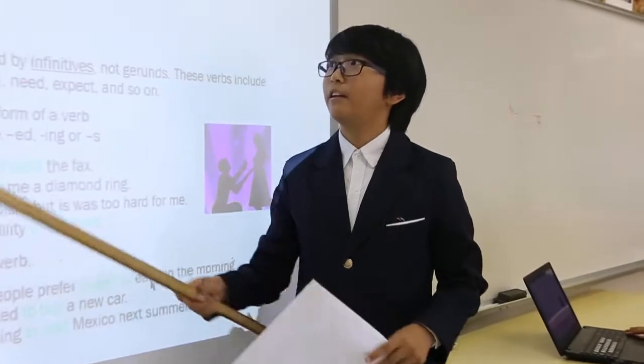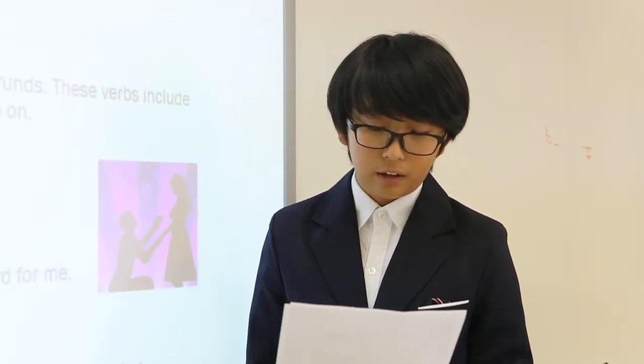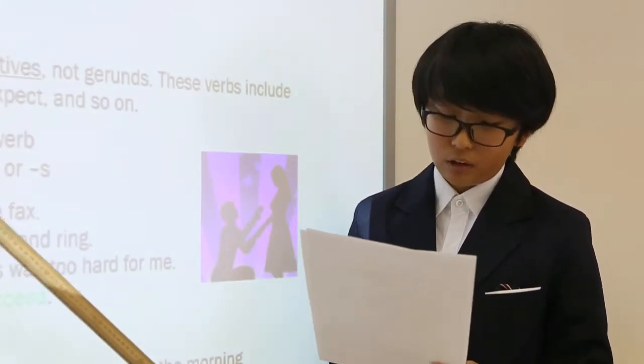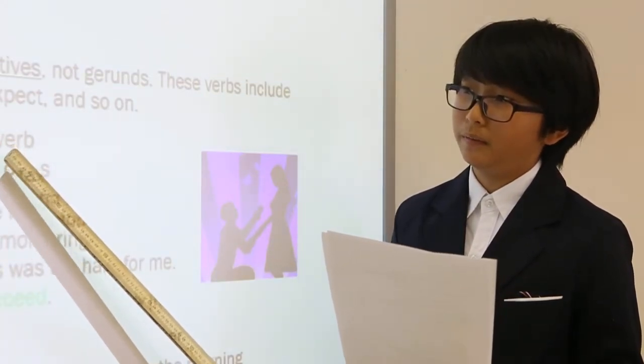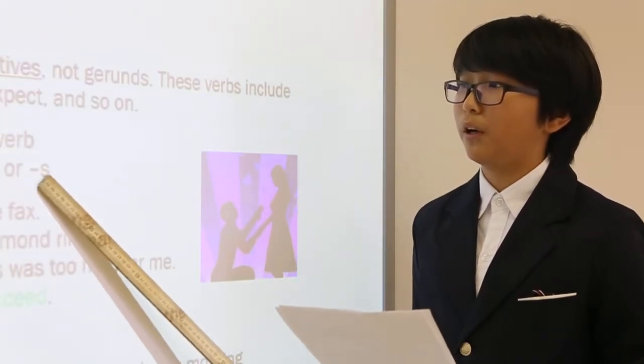Now, I will explain verb plus infinitive. Some verbs can only be followed by an infinitive, not gerunds. These verbs include want, hope, decide, seem, learn, need, expect, and so on. Basically, an infinitive verb is the simple form of a verb with the word to in front of it. So, an infinitive should be to plus the simple form of a verb. An infinitive verb shouldn't have ed, ing, or s.